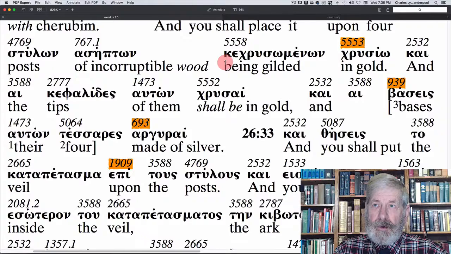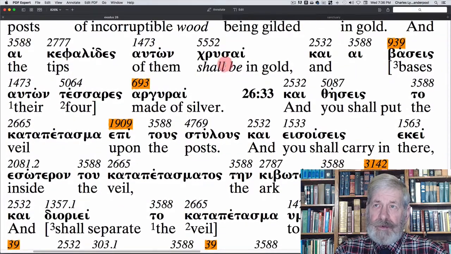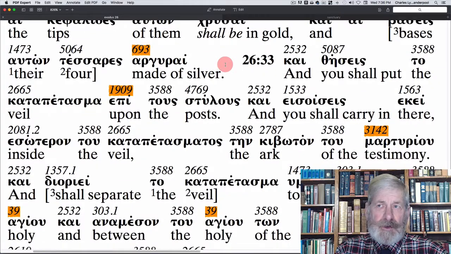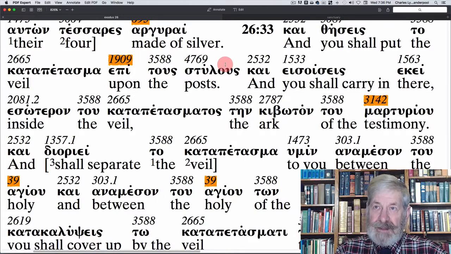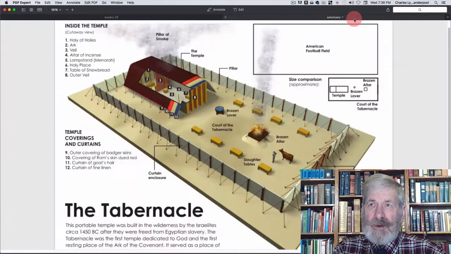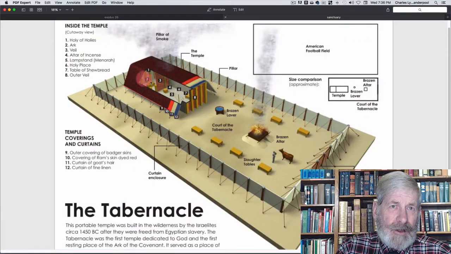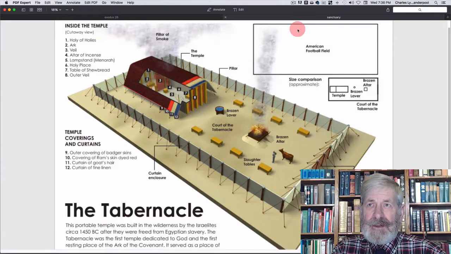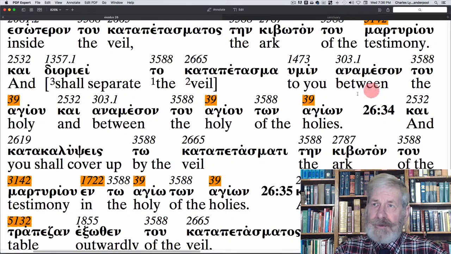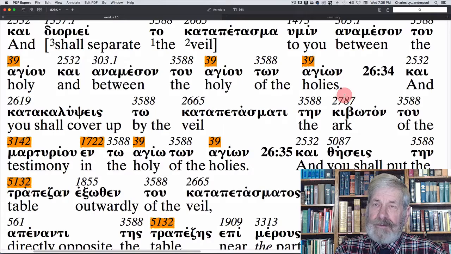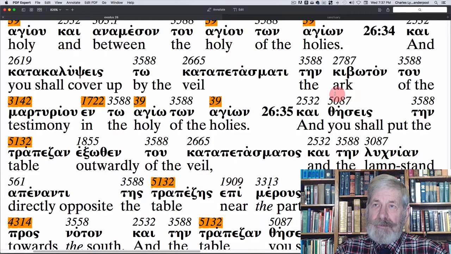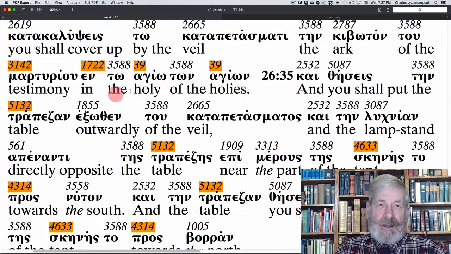Golden bars, posts. And the tips of them shall be in gold, and their 4 bases made of silver. So the bottom is silver and the top is gold. And you shall put the veil upon the posts. And you shall carry in there, inside the veil, the Ark of the Covenant. So there is the Ark of the Covenant, number 2. The ark is inside of that part with the veil separating. And the veil shall separate to you between the holy and between the holy of the holies, and that inner of the holy of the holies. And you shall cover up by the veil the ark of the testimony in the holy of the holies.